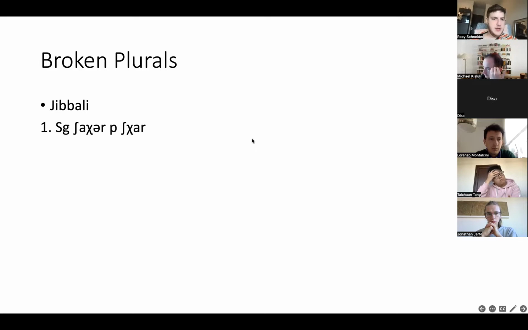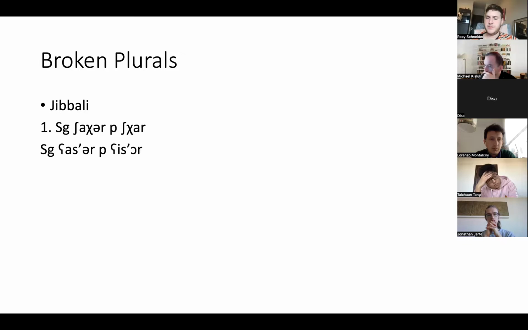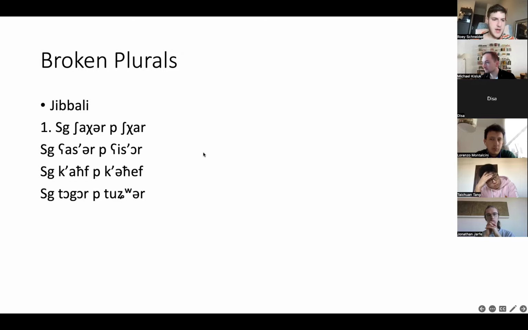Now in Jibali, we have shakhr, shkhar, old man, I think. Atzar, itzor, evening, and kahef, I don't remember what that means. So this is pretty much the same patterns. Togor, tujir. Here we see the nice allophonic palatalization. Once again, this is allophonic, but these sounds also have minimal pairs. This means merchant, togor, tujir.